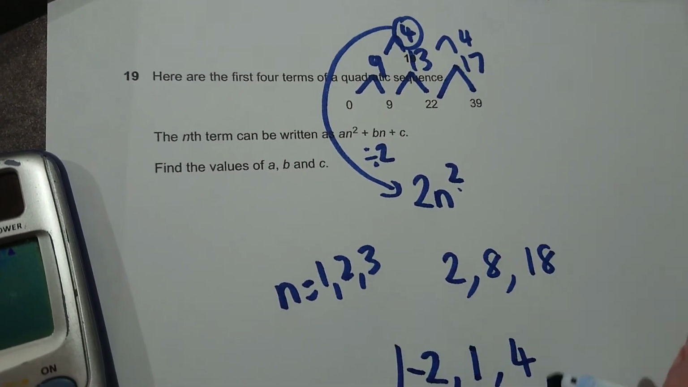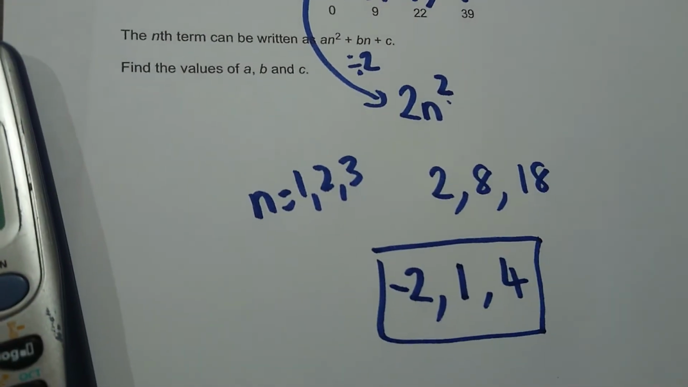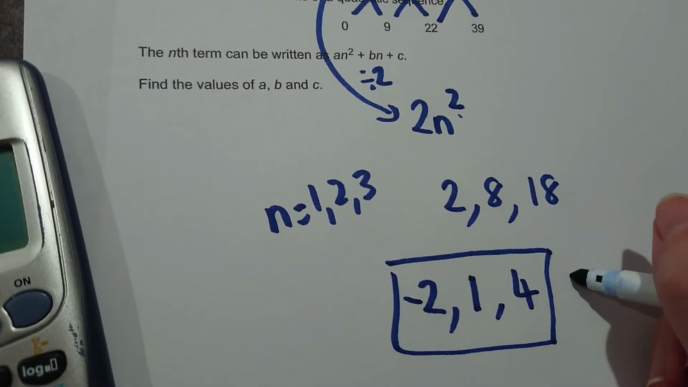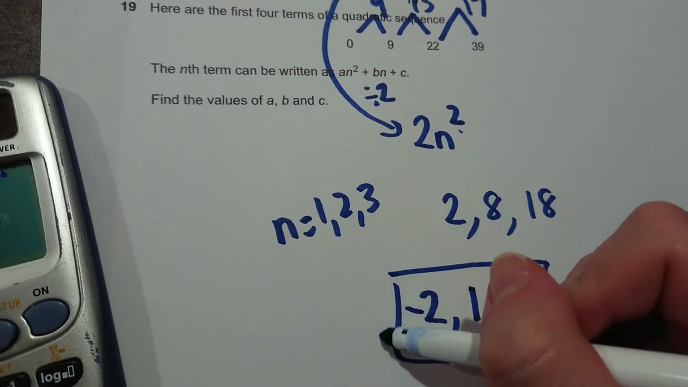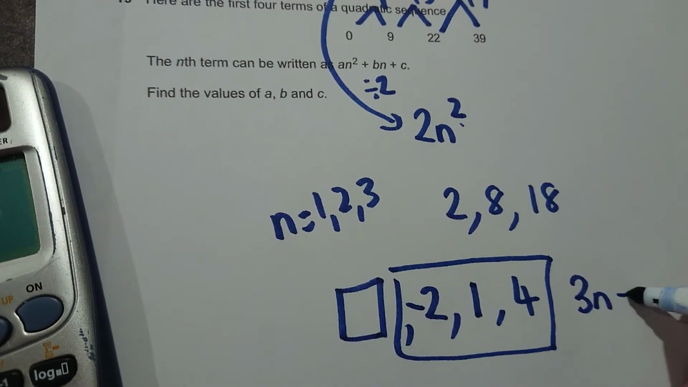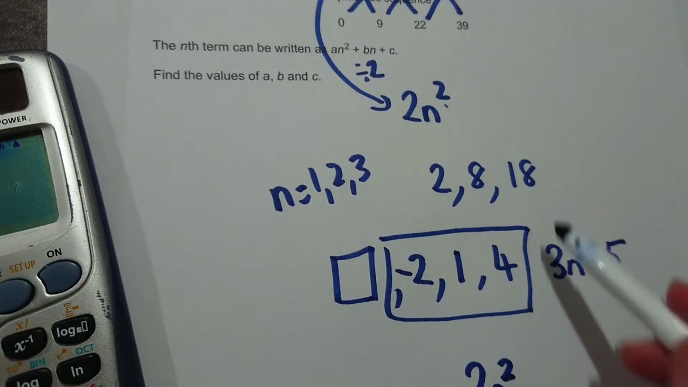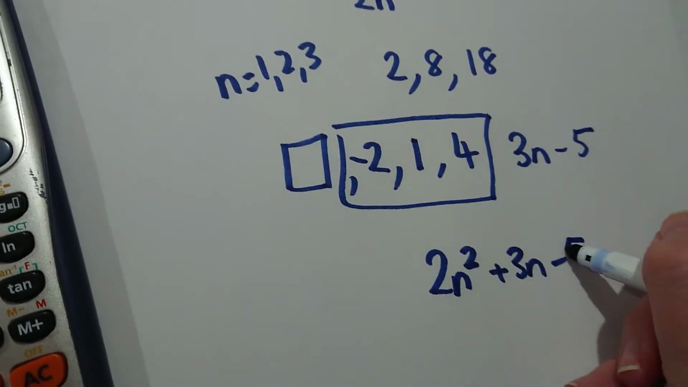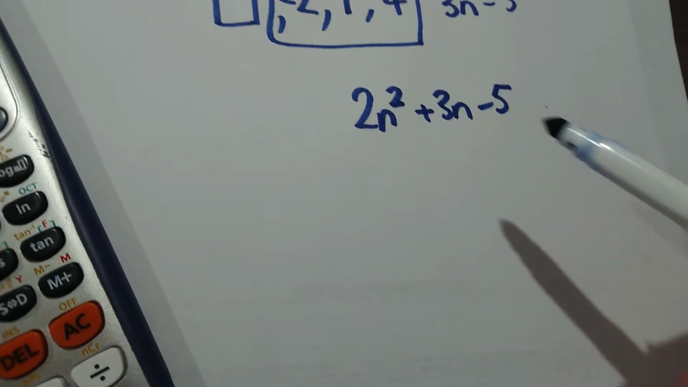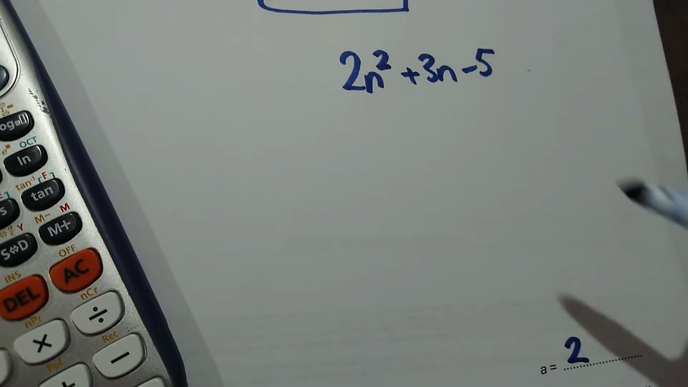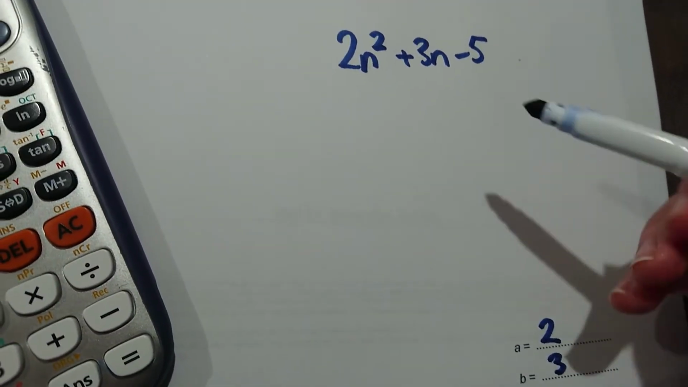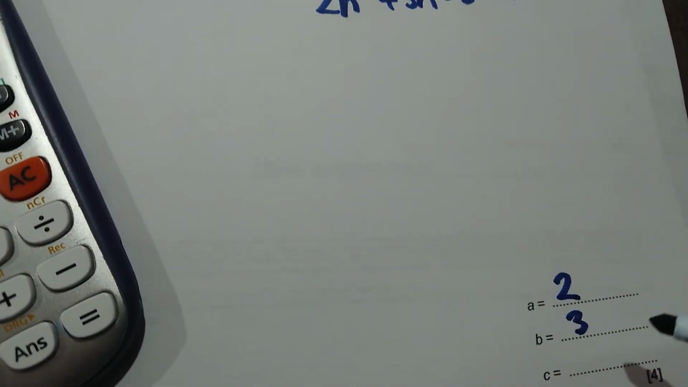So this makes a new sequence. So we've got to say, what is it going up in? Well, it's going up in 3s, so 3n. And then what would come here? Minus 5. So putting that together, you get 2n squared plus 3n minus 5. So your values then would be A is 2, B is 3, and C is minus 5.